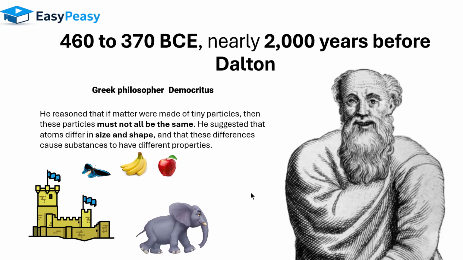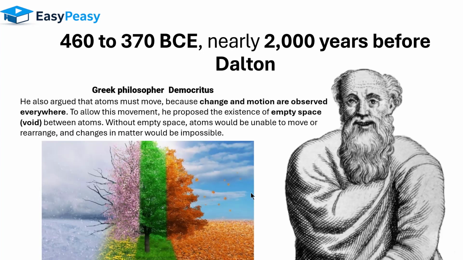He also got the idea about the particles moving inside matter, because he was observing changes everywhere. The seasons change, people, animals, and plants grow, so the environment is constantly changing. That's why he argued that atoms must move, because change and motion are observed everywhere. To allow this movement, he proposed the existence of empty space between atoms. Without empty space, atoms would be unable to move or rearrange, and change in matter would be impossible.